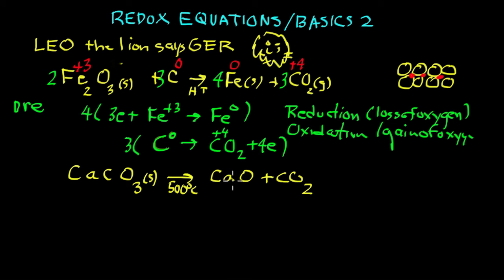So let's check this out. Redox, huh? Calcium is +2. Oxygen is -2. Carbon is +4. Calcium is +2. Oxygen is -2. Carbon is +4. Oxygen is -2. Well, go ahead and find the redox half reactions here. And the answer is, this is not a redox equation. Not a redox equation. So not all equations are redox.